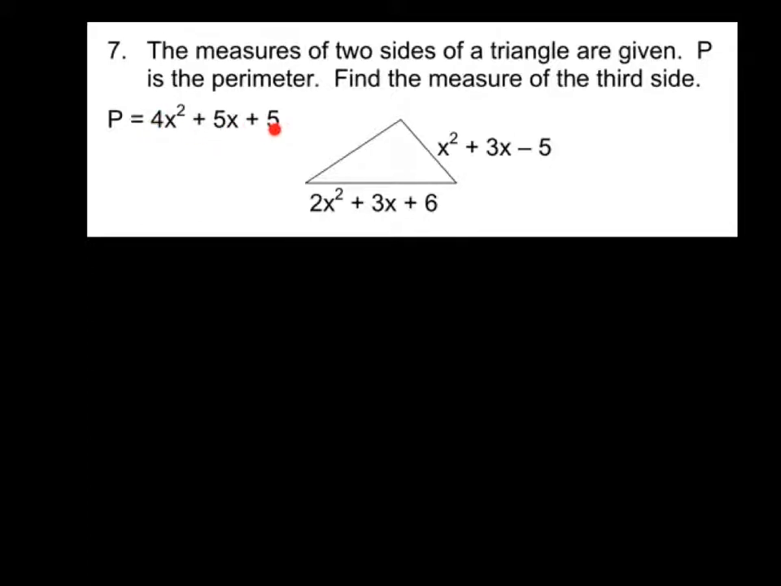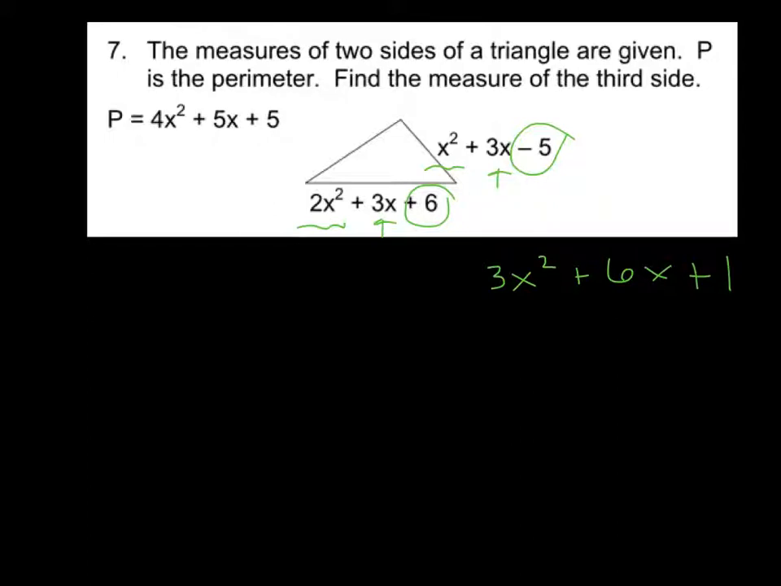If I was given the perimeter and I knew two of the sides and wanted to find the third side, I would combine the two sides that I know and then subtract that from the perimeter. And what's left over would give me my missing side. So that's what I'm going to do here. First, I combine the like terms. I have an x squared and a 2x squared. That makes 3x squared. I have a 3x and a 3x. That makes 6x.